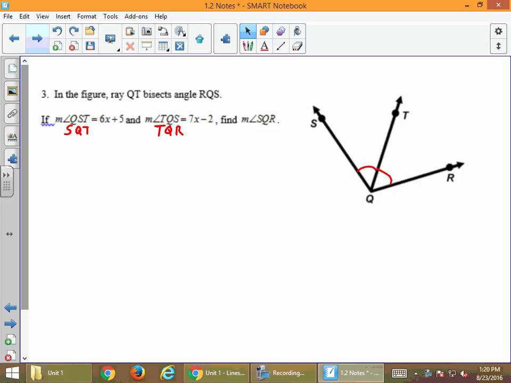I have some information over here. I know that angle SQT is that, and I know TQR is that. I've got some information, and I've got a picture. What do you think would help me solve that? Help me visually set it up so I can solve it. Set them equal to each other.